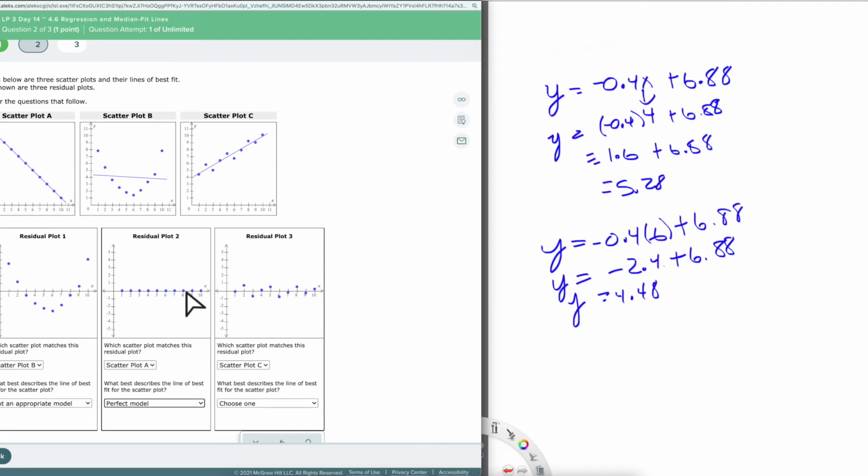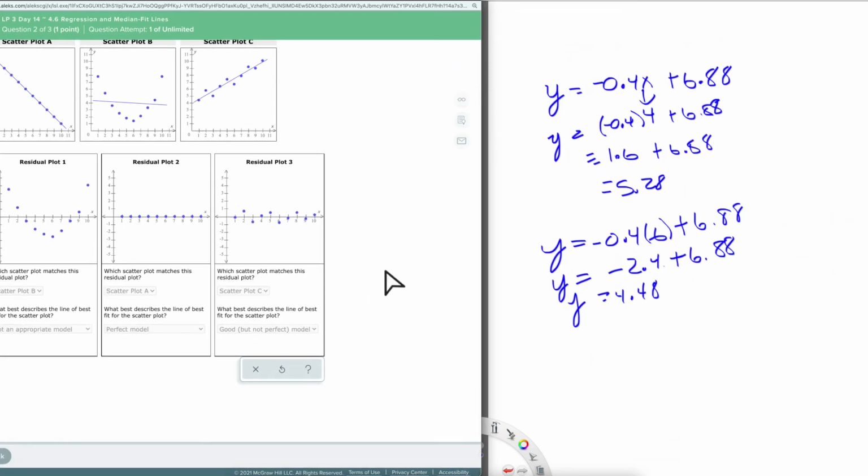And for this guy, they're all pretty darn close, but they're not on the line. There's a little bit of residual there above and below, so that means it's good. It might not be perfect, but it's good. And generally what we're looking for is a good model. We aren't always looking for a perfect model because it's not possible if we don't have them in a nice straight line like this. All right, so let's do our last one here.